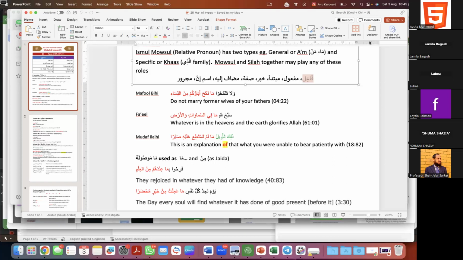These types of sentences are everywhere. So what was this then? Ma is ismul mawsul and "fis samawati wal ard" is silatul mawsul. Jumlatul mawsul together is playing the role of a fa'il, the fa'il of sabbaha, with the beginning of the ma mawsula. Okay, clear? So I've done two examples.